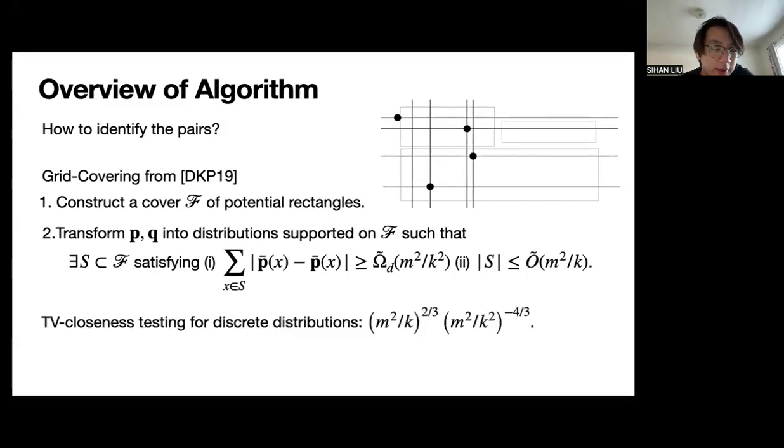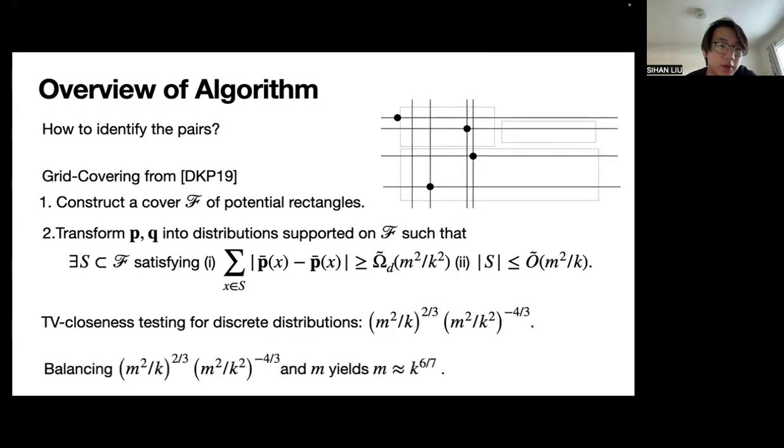With this technique in our hand, the problem becomes essentially the same as L1 closeness testing for discrete distributions, which can be solved with standard techniques for closeness testing of discrete distributions. Balancing the number of samples used to search for discrepancy witness rectangles and the final testing procedure then gives a sample complexity of k to the power of 6/7.